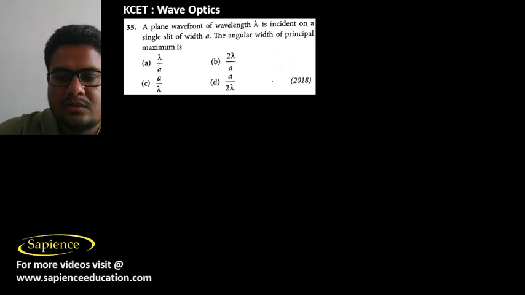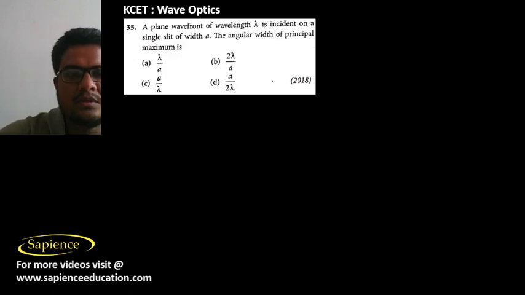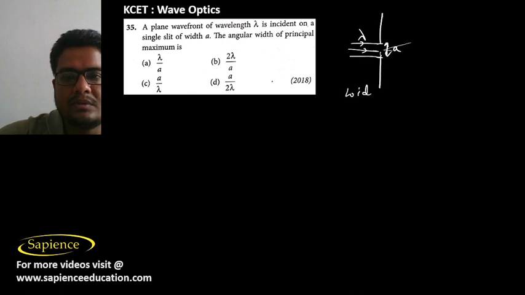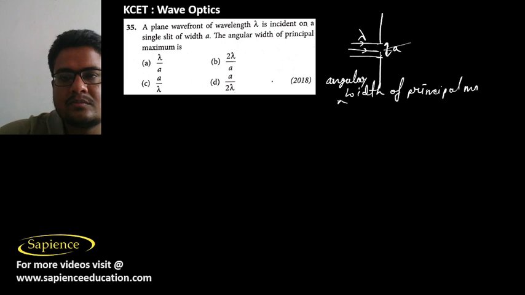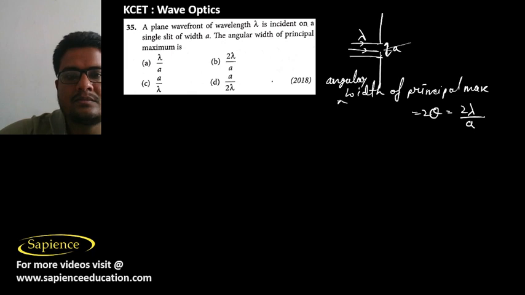A plane wavefront of wavelength lambda is incident on a single slit of width a. The angular width of the principal maximum is. So the angular width of the principal maximum is given as 2 theta, that is equal to 2 lambda by a. So option B is the correct answer.